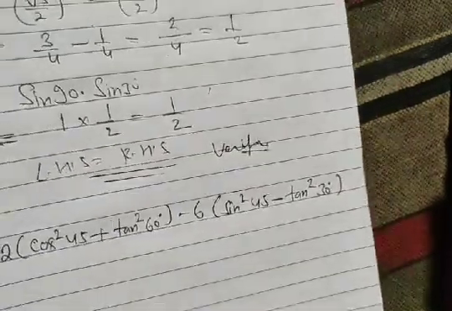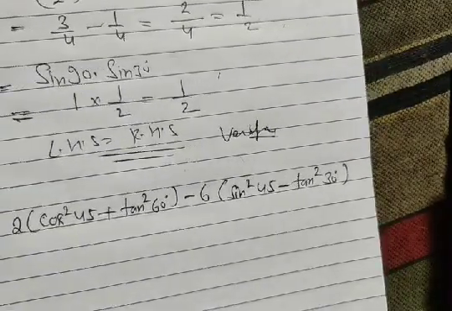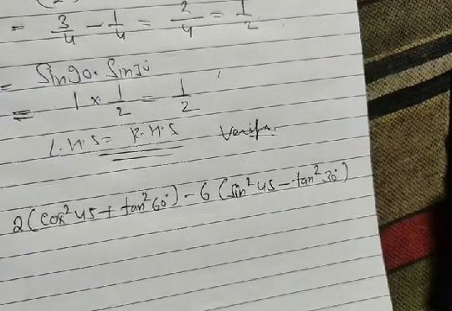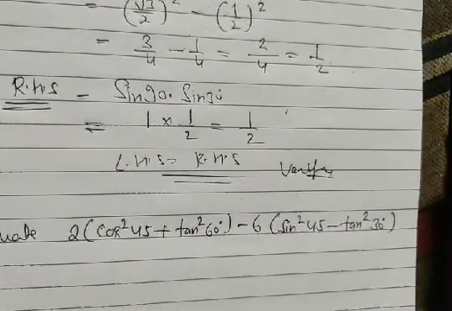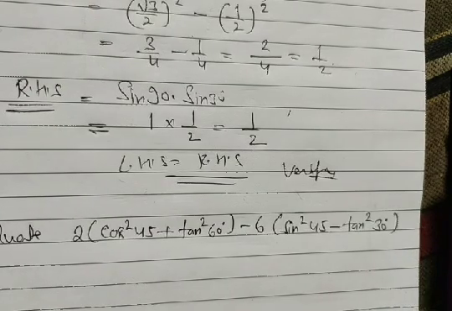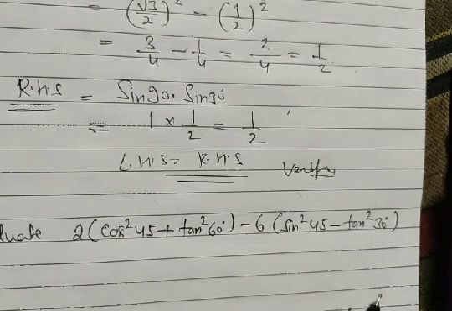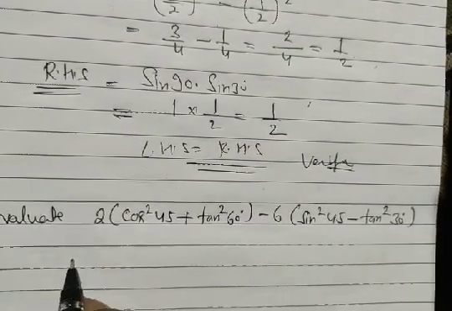Now we move to our next problem. What is our next problem? We have to evaluate the value of 2 cos square 45 plus tan square 60 minus 6 into sine square 45 degree minus tan square 30 degree.